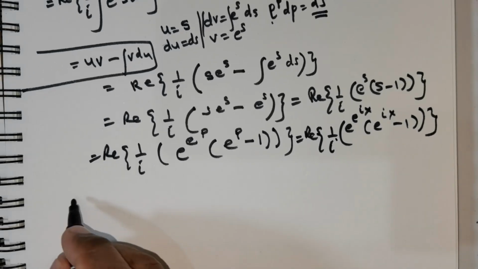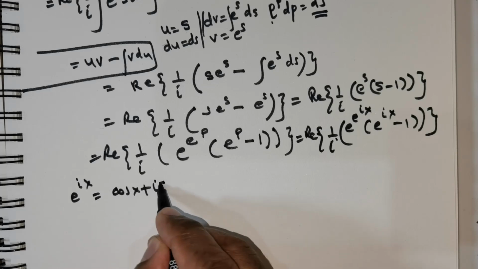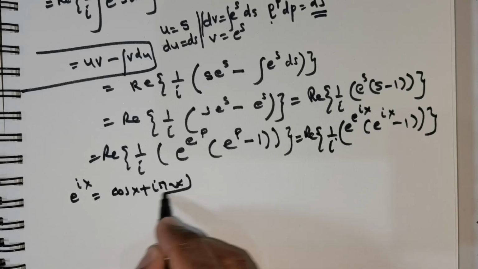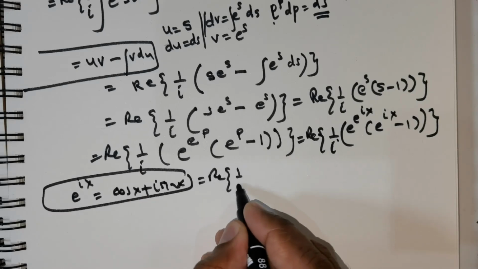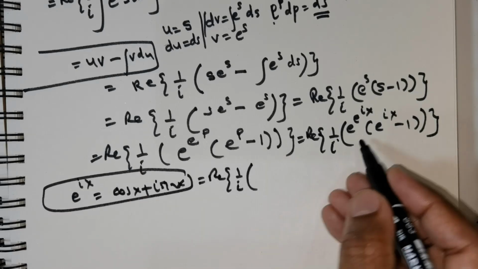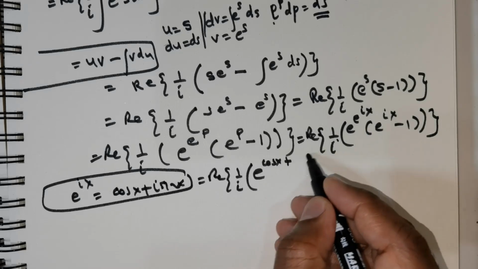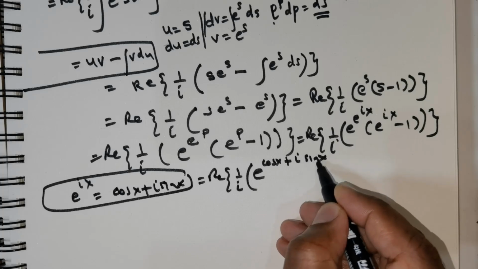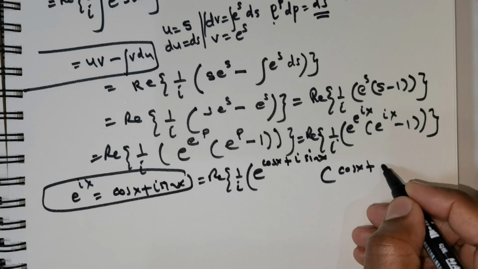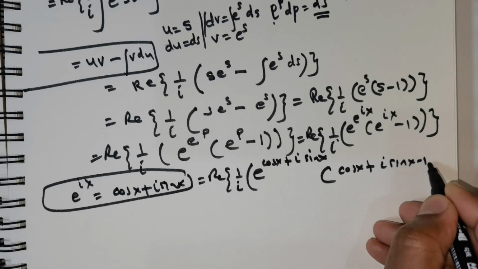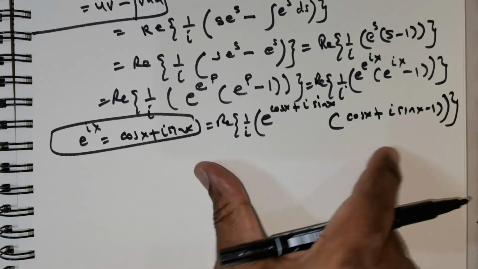Okay, but what is e raised to the power of ix? As I mentioned to you, this is nothing but cos x positive i times sin x. So if I were to utilize that, this is going to be real part of 1 over i times e raised to the power of cos x positive i times sin x times, this is cos x positive i times sin x negative 1. Okay, this is what we have got.